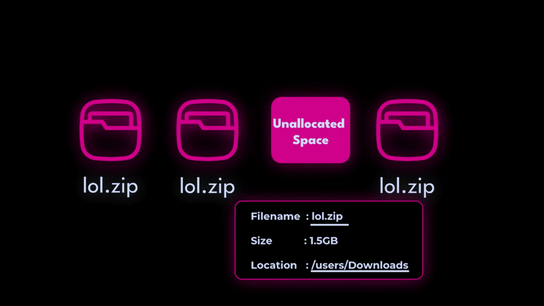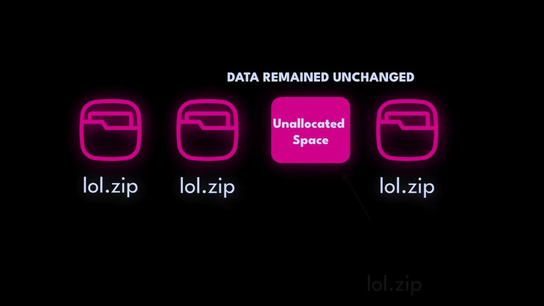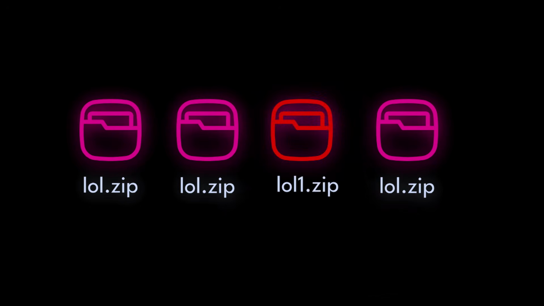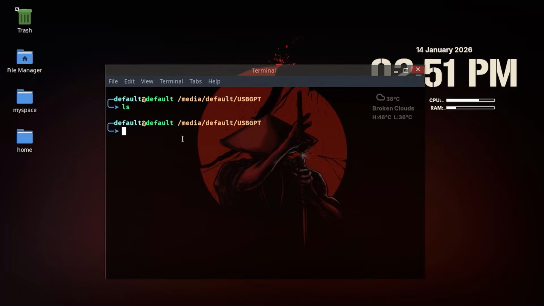The important part is this: the actual data blocks on the disk remain unchanged. The bits are still there. What the file system does is simply mark that space as free, meaning it can be reused later. Until new data overwrites those blocks, the original file still exists on the disk. Let me show you how it is done.